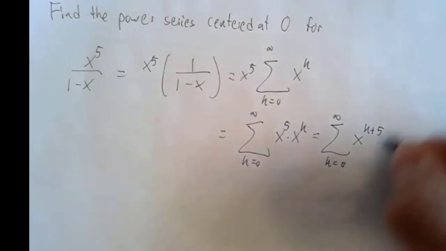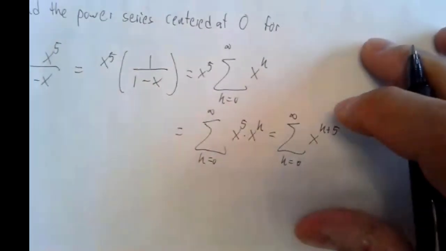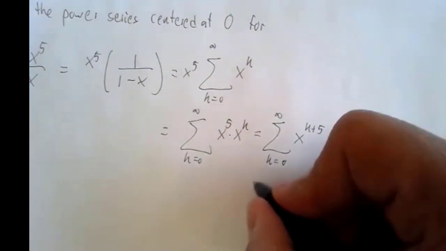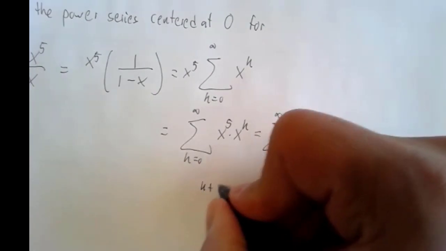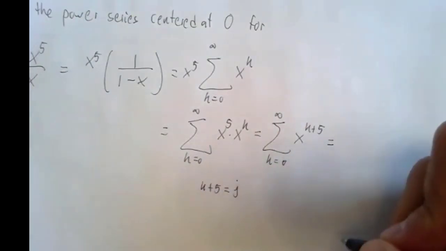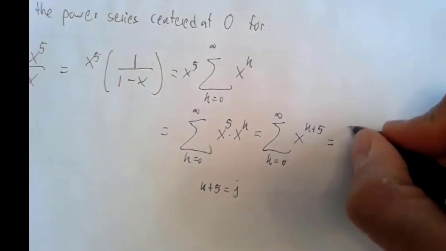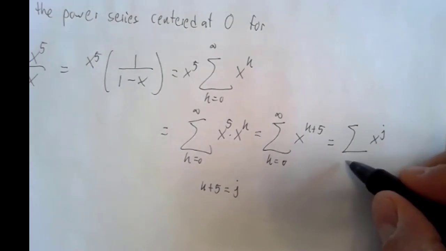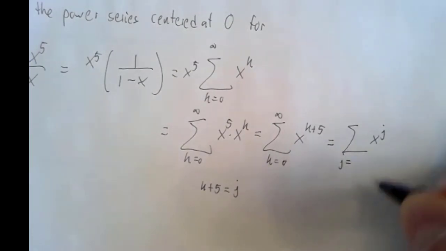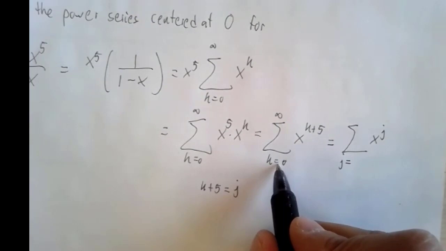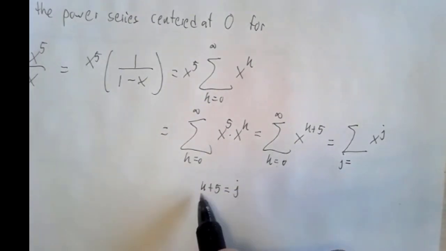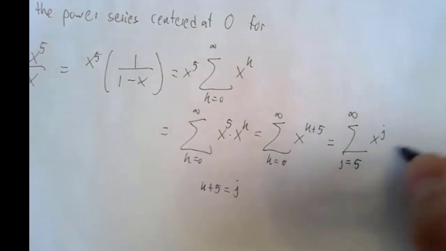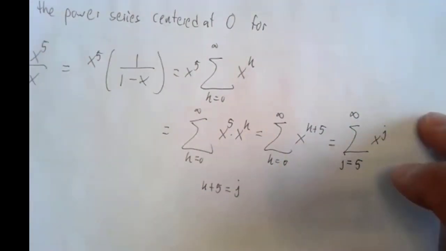If you want it to look really like a power series, you can change the index, like we do with a j substitution. We did this before in class for other things. So you can set k plus 5 equals j, and that way it looks like the ones we have, x to the j. The only thing you need to figure out is where j starts. This one started at 0, so when k is 0, j is 0 plus 5. So this one will start at 5. You can do this to make it look like a power series.